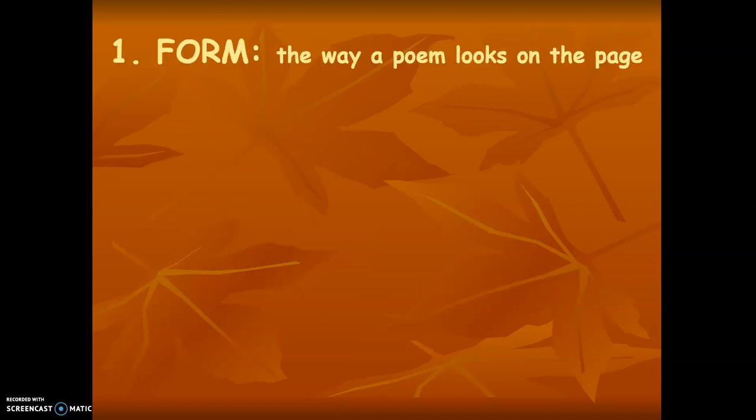When we look at form, we look at the way the poem looks on the page. Now, if you don't have your notes out in front of you, you need to pause the screencast right now and go get them. They're in your interactive notebook. We glued them in there. And you're going to be taking notes as I go through the screencast. So you need to find where it says number 1, form, the way a poem looks on the page. And as I go through the notes, you're filling in the blanks.